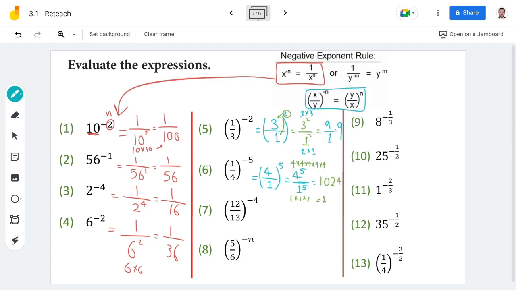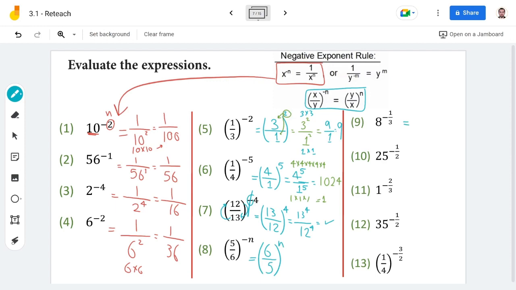Let's do the second one here. The same thing: flip, then change the sign. So we just flip and we remove the negative. So it will be now 13 to the power of 4 and 12 to the power of 4. You can just get the answer by using a calculator. This one here, we flip, 6 over 5 to the power of n. You can distribute the n or you can keep it like this, still the same answer.